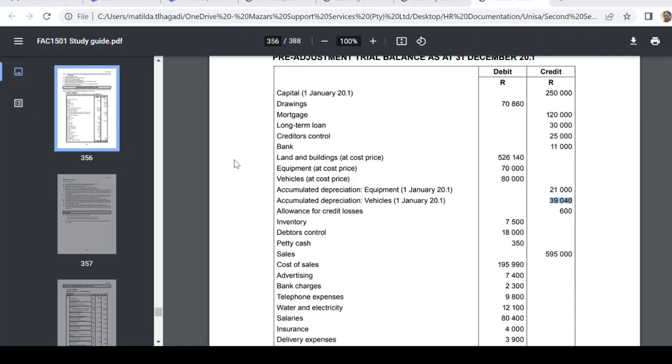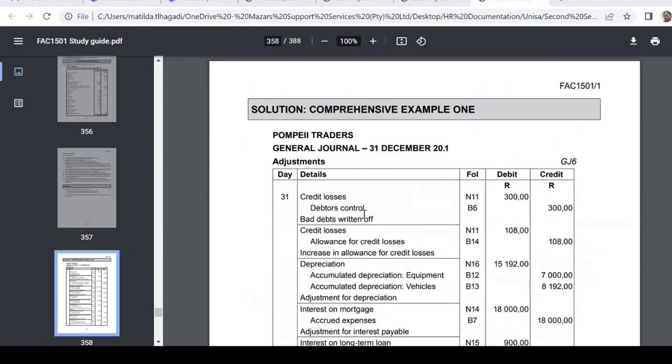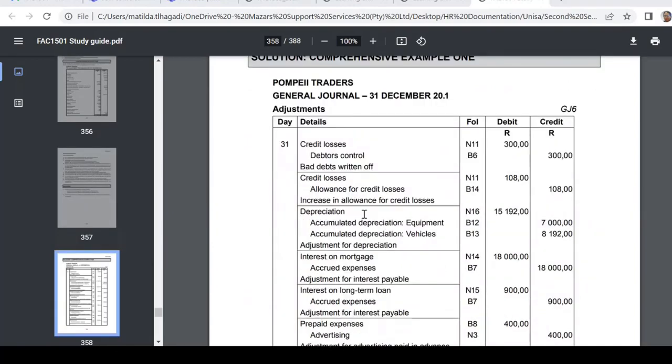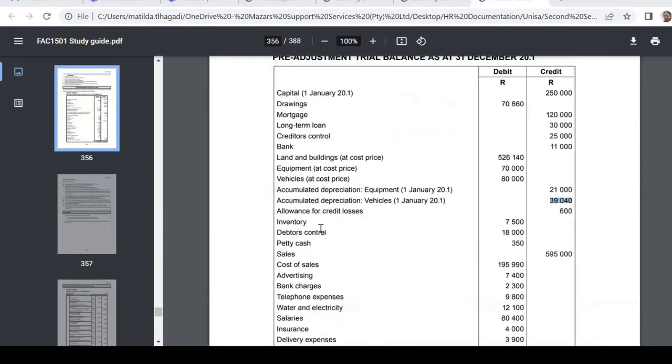Did they say what it is, 20%? Yeah, I think it was 20%. I'm getting 8,192. So you take, let me go up to the TB, you're gonna take 80,000.